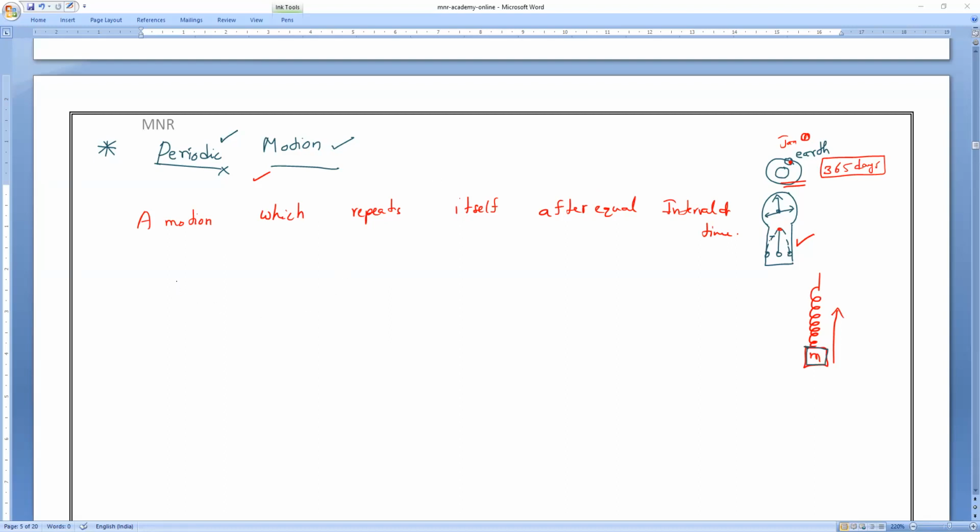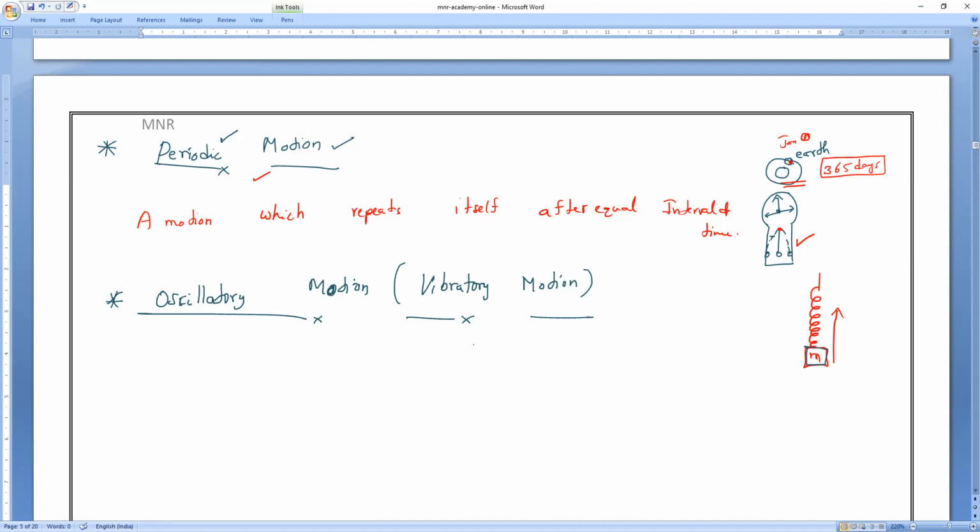Next, oscillatory motion. What do you mean by oscillatory motion? Anybody? If the oscillations are very fast, if a large number of oscillations it is making, then we used to call it what? Everybody. Yes, please. Vibratory motion.